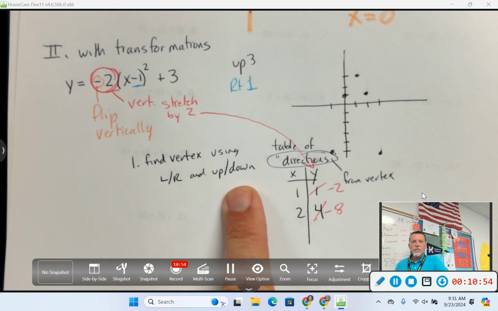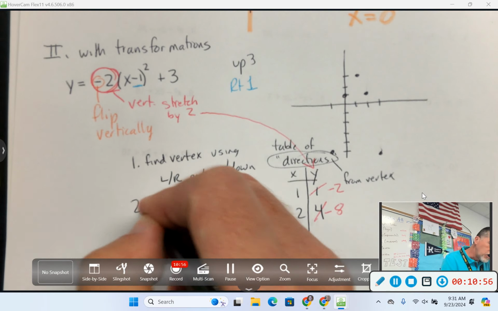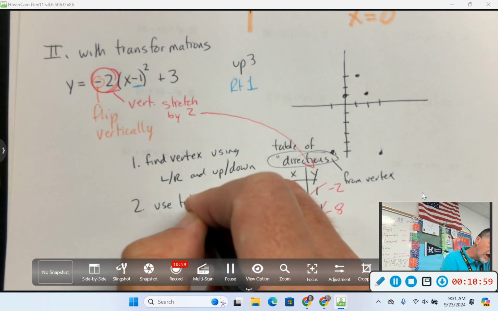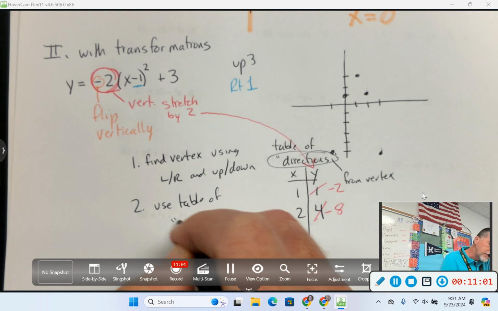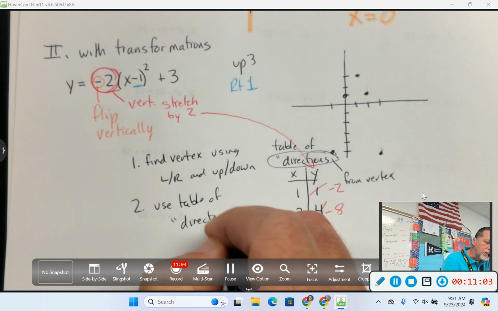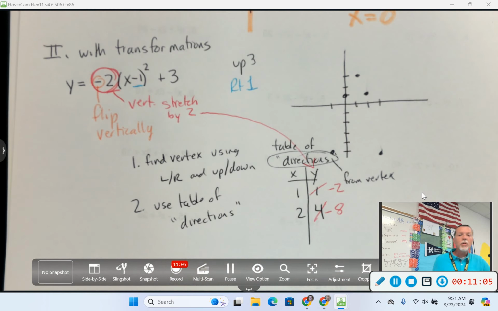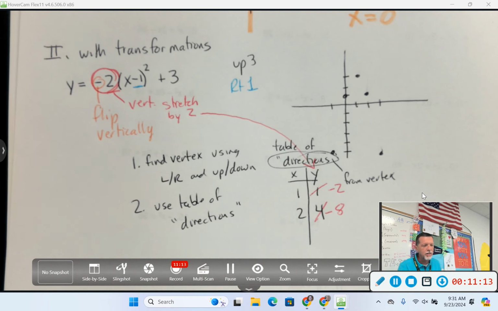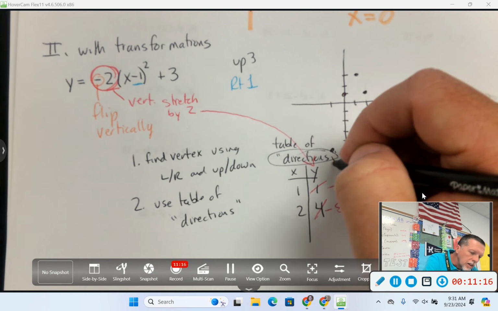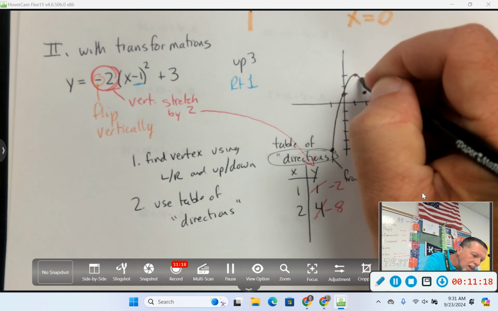So locate the vertex and then use a table of directions. I don't know what else to call it. Because it's not ordered pairs. It's not a table of values. It's more like from the vertex. Normally we go 1, 1, 2, 4, but now we're going to do whatever change we need to. And then we'll sketch it in.